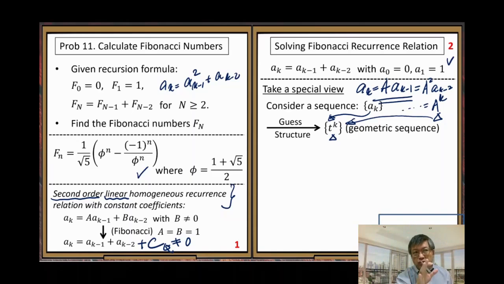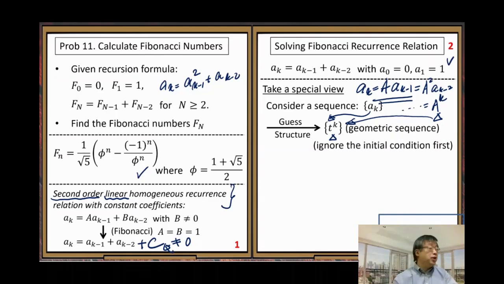Now we move from first order to second order. So we just try to make an extension. Is it possible the geometric sequence structure can still be used for the second order linear homogeneous recurrence relation? All right, so we want to try it. Yeah, we may fail, but first let us try it. We may have a chance to be successful, right? So let us try it first.